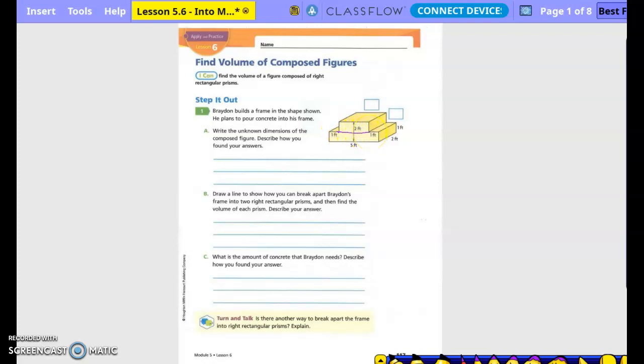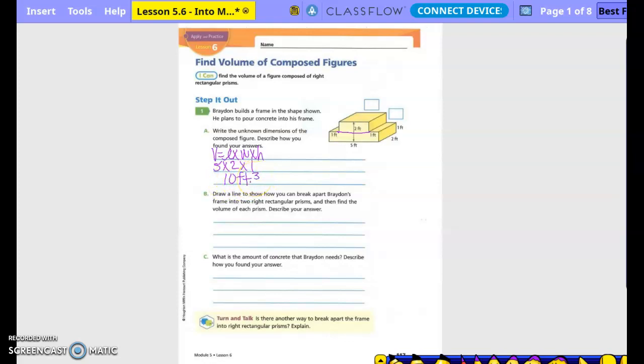okay, so what are the dimensions of that first one? So what is our formula? Volume equals length times width times height, right? So for this first one, the length is 5, the width is 2, and the height is 1, right? So for the volume of the first one, it would be 10 feet cubed.